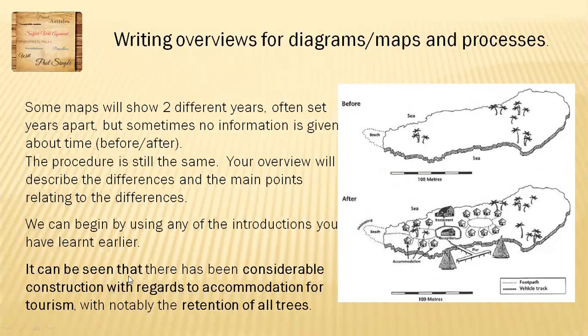It can be seen that there has been considerable construction with regards to accommodation for tourism, with notably the retention of trees. Retention is part of retain. If you retain something, you keep it. You don't remove it, you keep it. It has slightly different meanings, but here it means basically they've kept all the trees. That's what retention of all trees means. Again, another word for you to learn as a synonym.